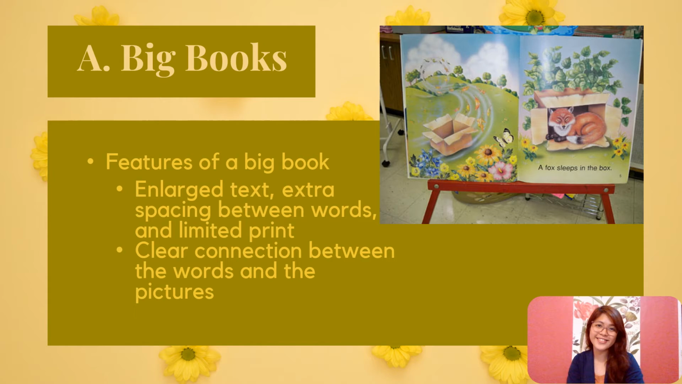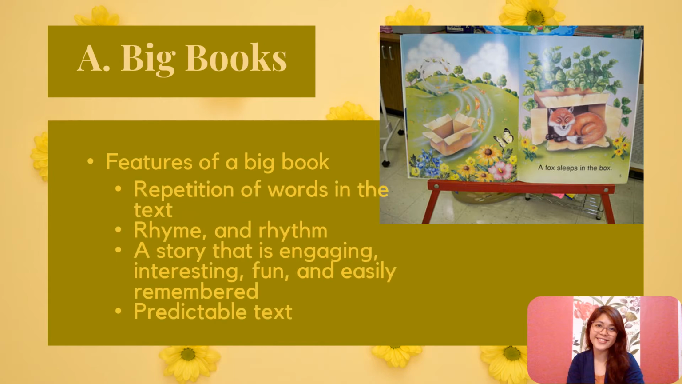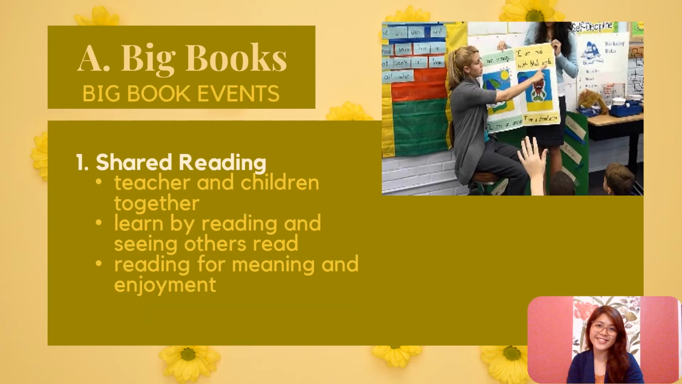of the text. Another feature of the big book is the repetition of words in the text. There is also what we call rhyme and rhythm, especially because they are children, and making that story engaging, interesting, fun, and easily remembered through rhyme, rhythm, the plot, the pictures, and the text will benefit the learner's learning. And lastly, the predictable text. And here we come to the big book events.